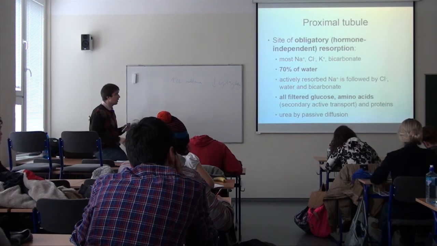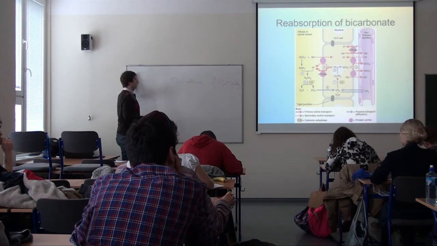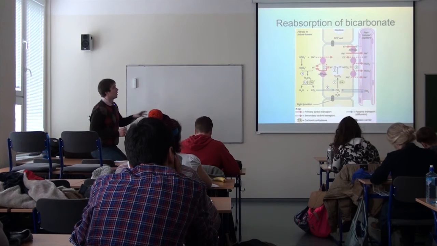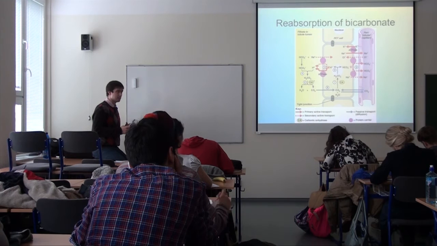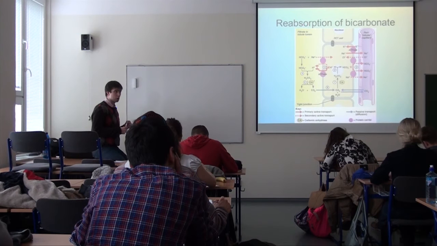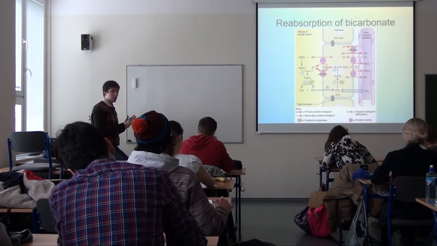You should know precisely one process of resorption, and that's the process of resorption of bicarbonate. Yes? For, you know, kidneys play a very important role in acid-base balance, and one of these processes is the resorption of bicarbonate. For, you know, that bicarbonate is the most important plasma buffer. Yes? So we need to reabsorb all bicarbonate from primary urine, yes, to keep the acid-base balance.